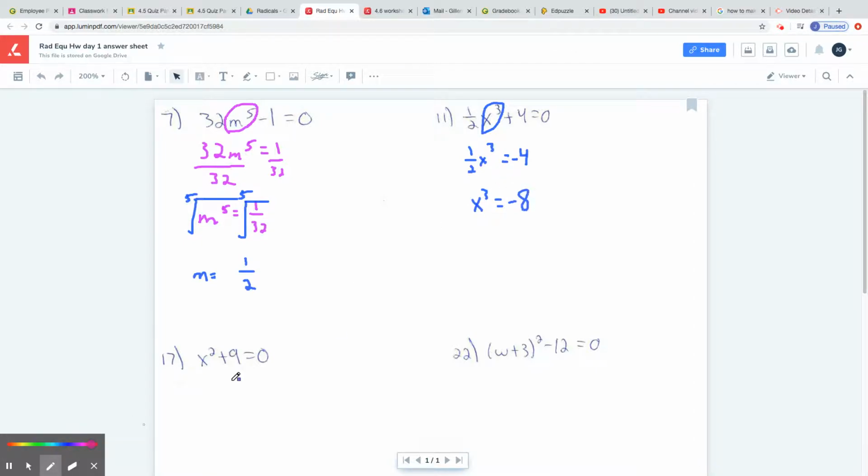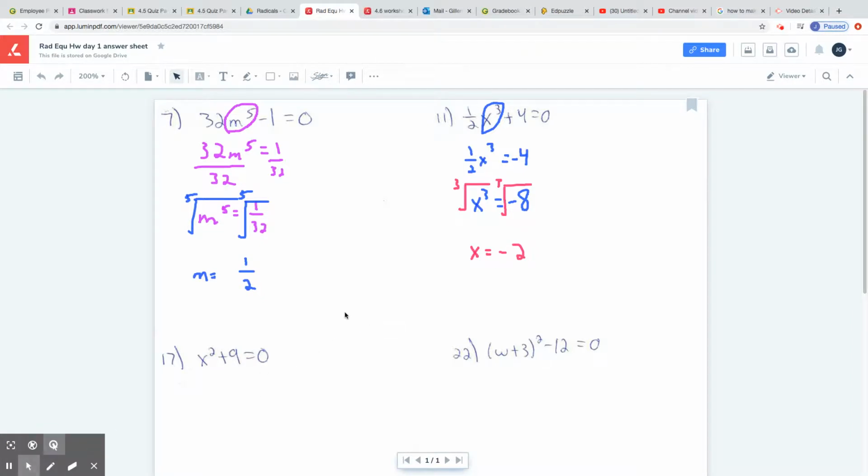Now to get rid of the x cubed, we take the cube root. You're like, oh wait, we have a negative. It's okay because it's an odd root. So x equals what? The cube root of negative 8. Well, the cube root of 8 is 2, so the cube root of negative 8 is negative 2. So negative 2 is our answer.